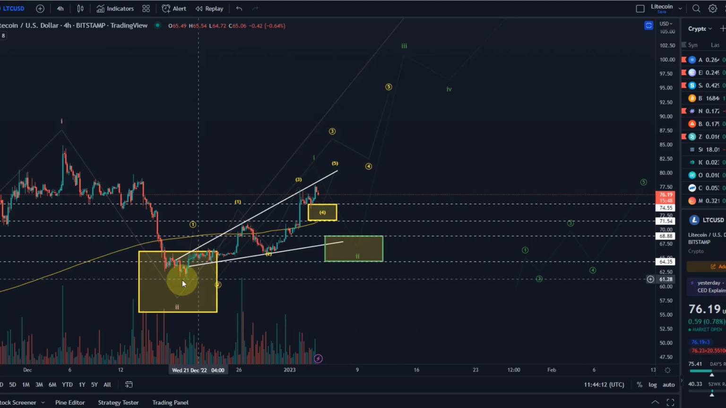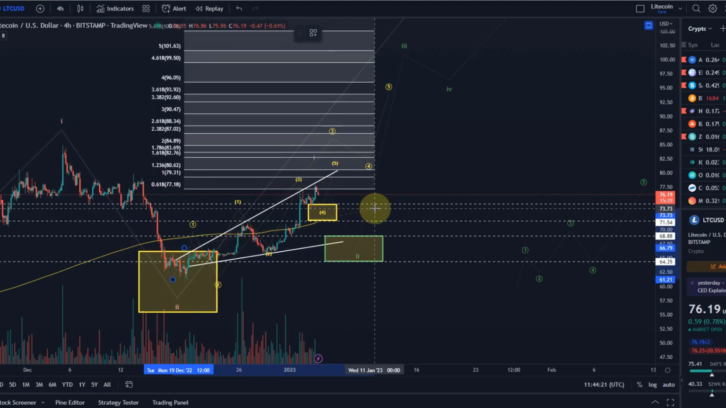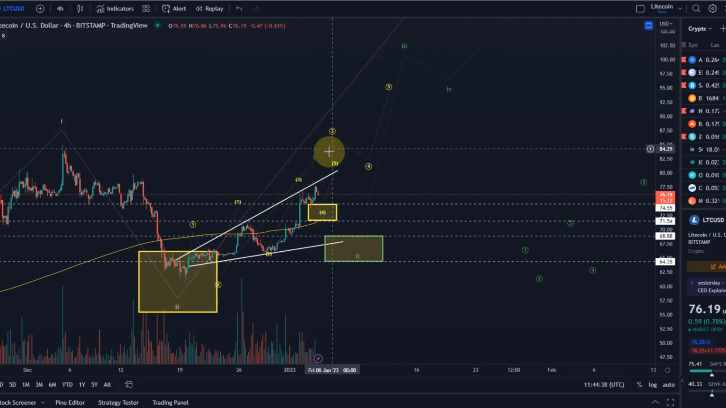Another way would be to take the length of the wave 1 and add it to the low of the wave 4, and it takes us to around $79.31. First target, $79.31. Second target, $82.76. So we could specify the target range between 79.31 and 82.76. It gives a good guide of where this wave 5 should finish.